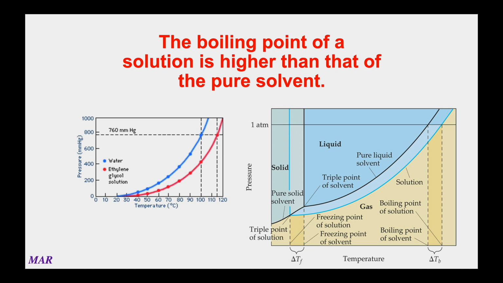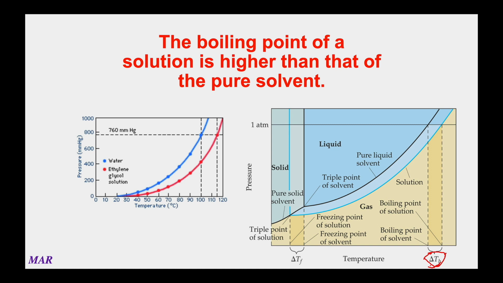And this delta T, which you can see in the lower right picture right there, is nothing more than a little bit of extra temperature to get the solution to boil. So while water boils at 100 degrees Celsius, maybe the ethylene glycol solution boils at like 110 Celsius. So the delta T would be 10 degrees higher. And we'll see how you can actually calculate those delta T values.